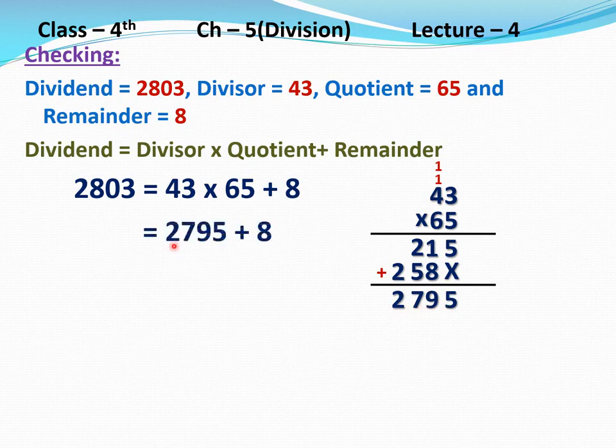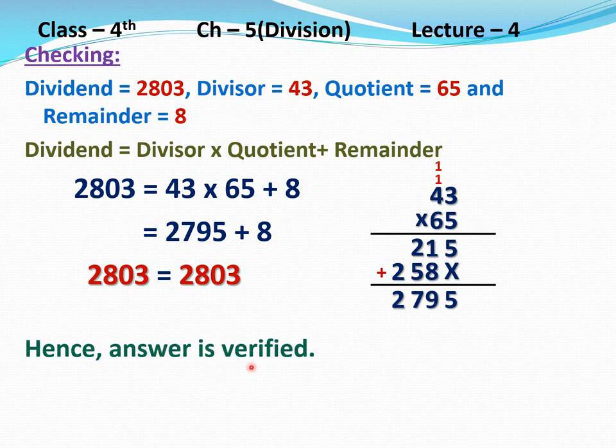Write down equal to 2795 plus 8. Now add 2795 plus 8, that is equal to 2803. Left side and right side both are equal, hence the answer is verified. Clear?